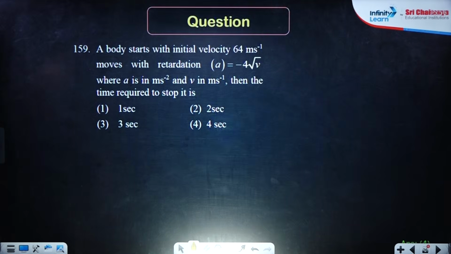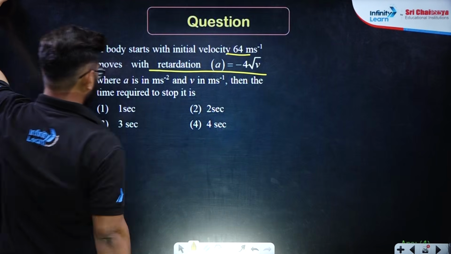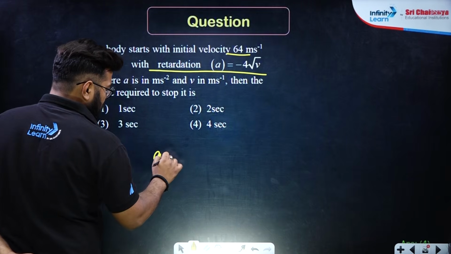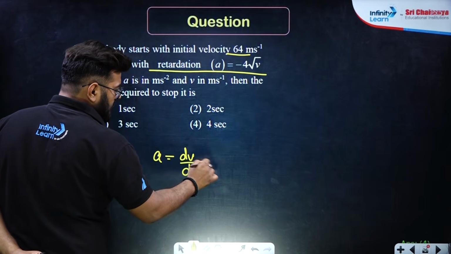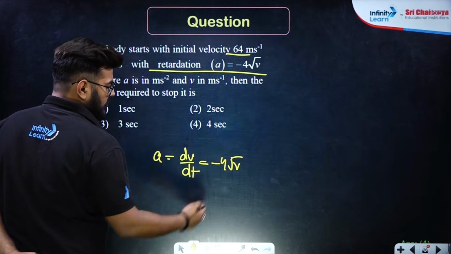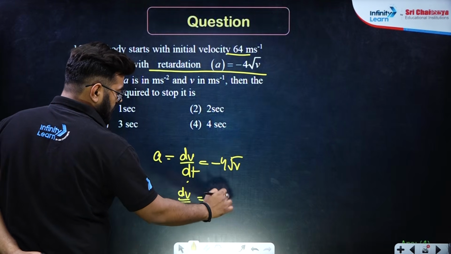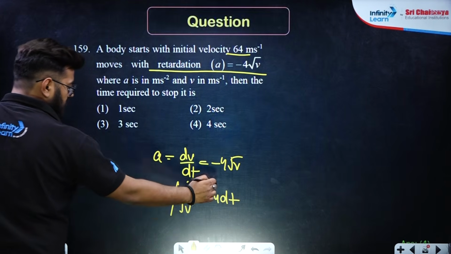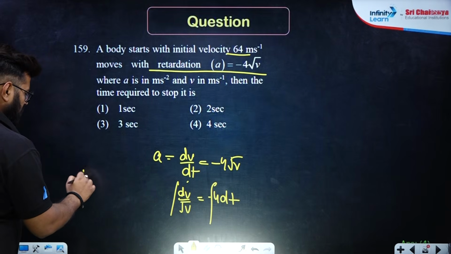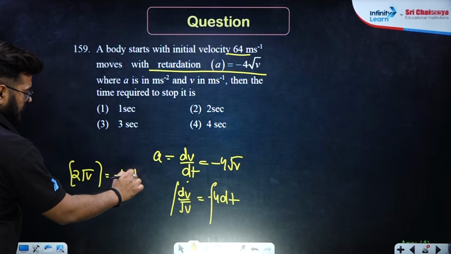Okay. A body starts with initial velocity of 64 meter per second, moves with retardation this much. We need to find out the time required to stop it. See, acceleration can be written as dv by dt. That will be equal to minus 4 times root v. So v goes over here, t goes over here. dv upon root v will be equal to minus 4 dt. Integrate it. Integration will give the result as minus 1 by 2 plus 1, that is root v into 2, equals to minus 4 into t.